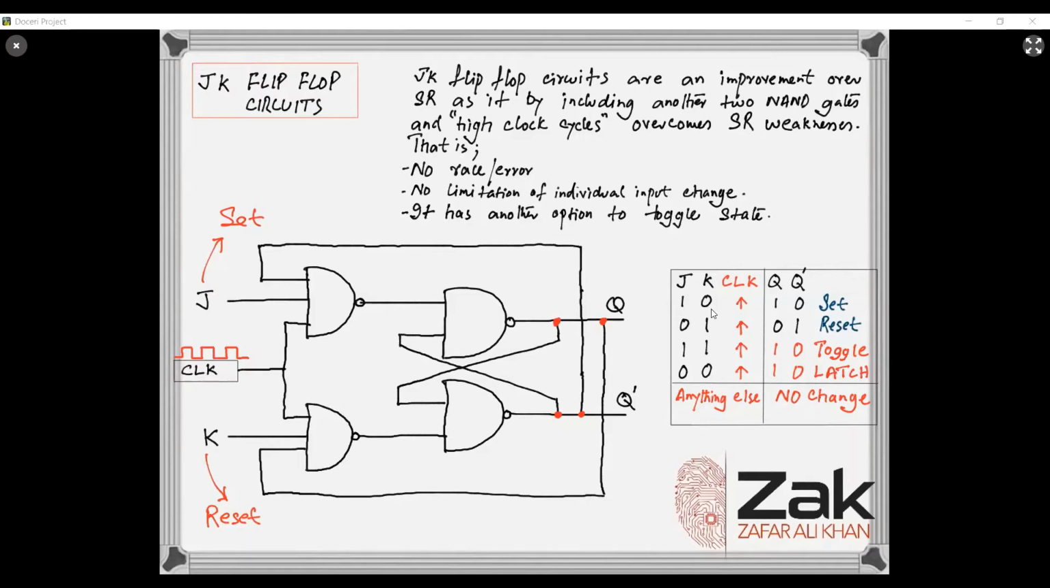So if you want to set, this is called set. If J is 1, K is 0 and the clock cycle is high, then it sets the data. If J is 0, K is 1 and the clock cycle is high, then it is reset. So you can go from set to reset, it's up to you. What if you like to toggle?